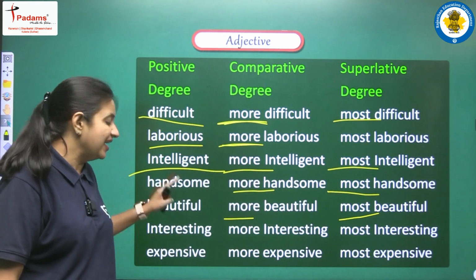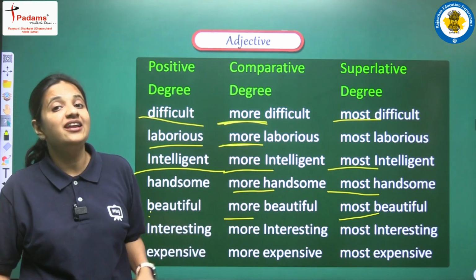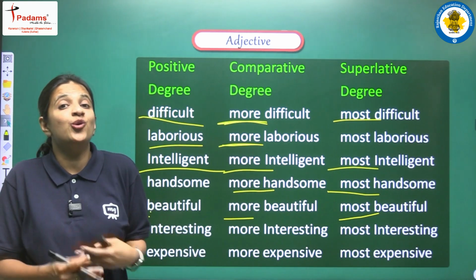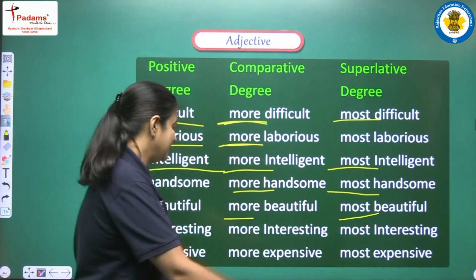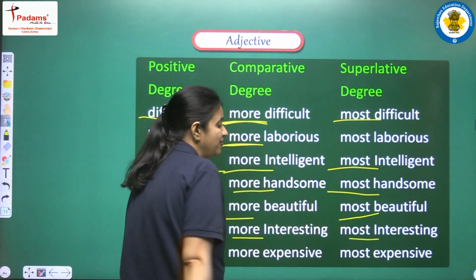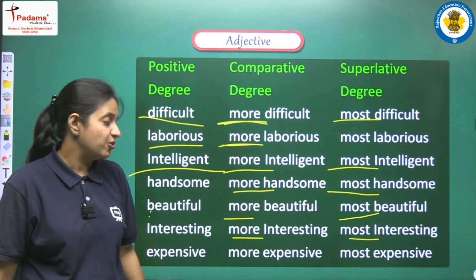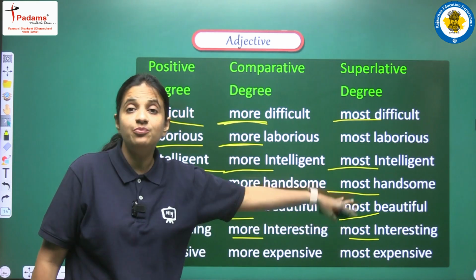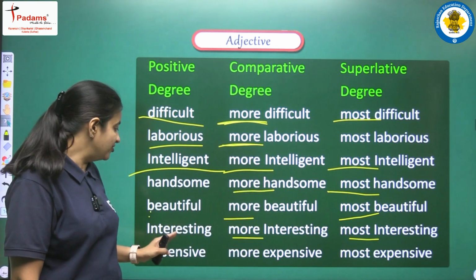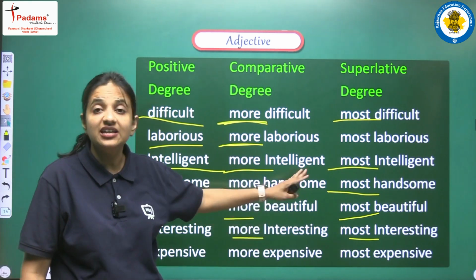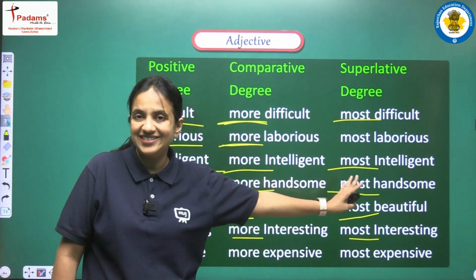Next we are having interesting. Yes, interesting. It is more than two syllable word, and yes, according to the rule again we have to do the same thing. We have to add more and most before it. So it will be interesting, more interesting and most interesting.